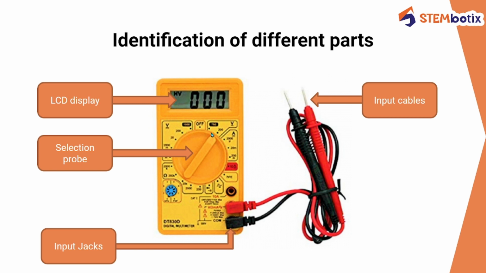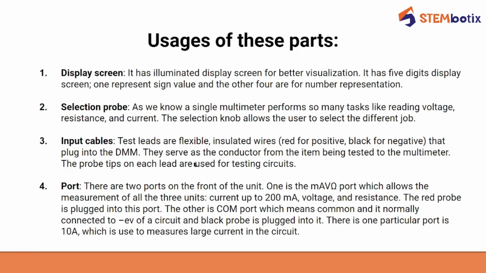If you want to measure AC voltage, you can select and turn your probe over here. If you want to measure DC voltage, then you just need to turn your selection probe over here in the anti-clockwise direction. So using the selection probe, you can change your functionalities.